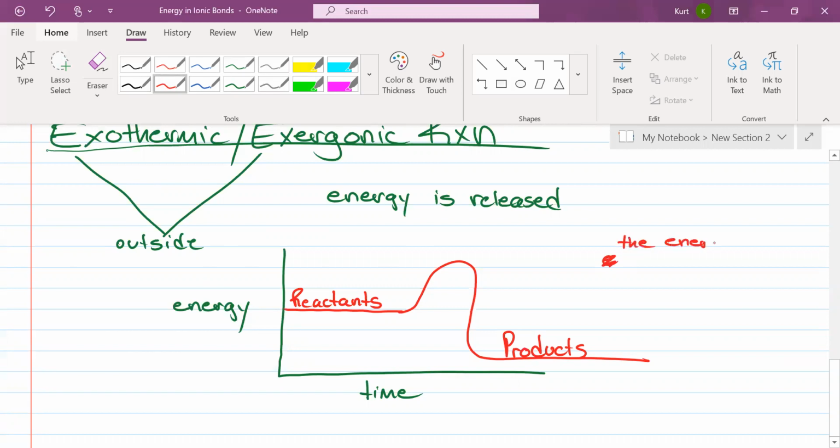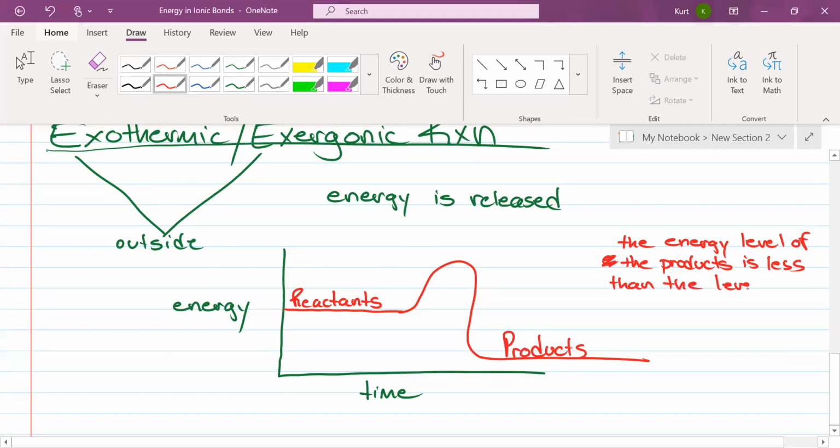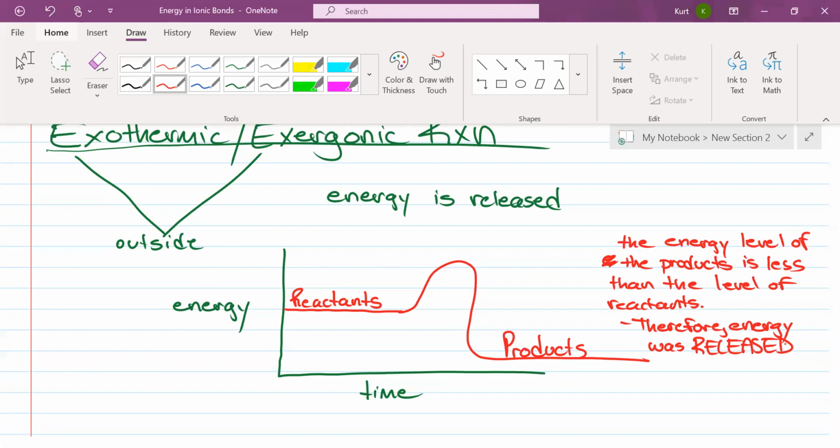The energy level of the products is less than the level of reactants. Therefore, energy was released. You can say it was released, it was lost. Any of those are fine.